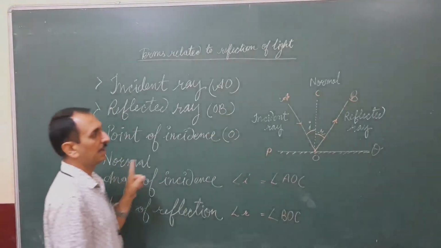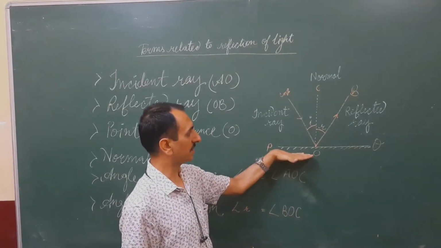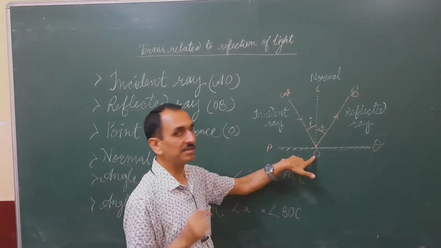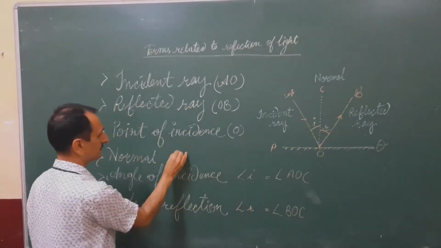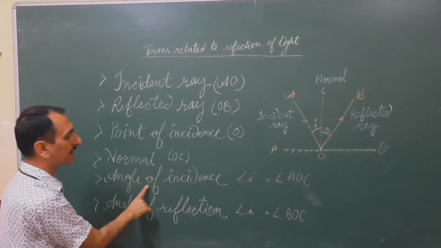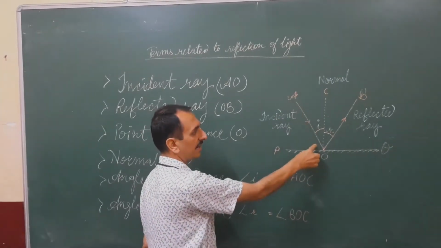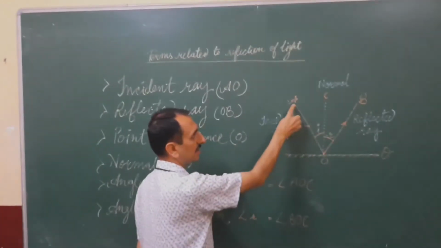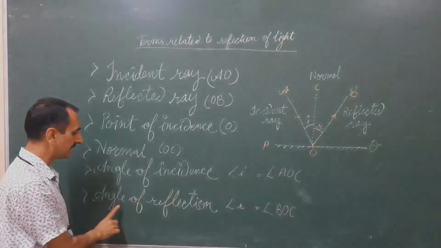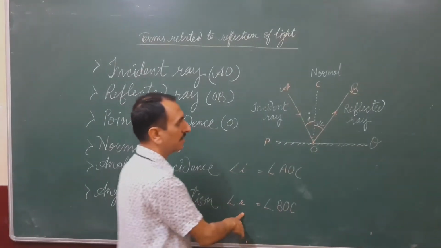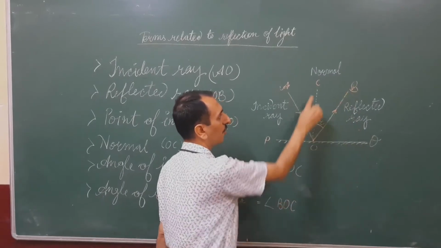Next, normal. Normal is a 90-degree angle, or perpendicular, to the smooth surface at the point of incidence. It is OC. Next one is angle of incidence, denoted by angle I. The angle formed between the incident light ray and the normal, that is angle AOC, is the angle of incidence. Next one is angle of reflection, angle R. The angle formed between the reflected light ray and the normal, which is angle BOC.